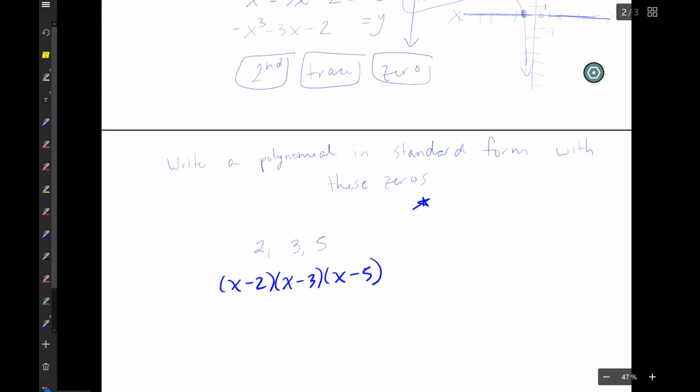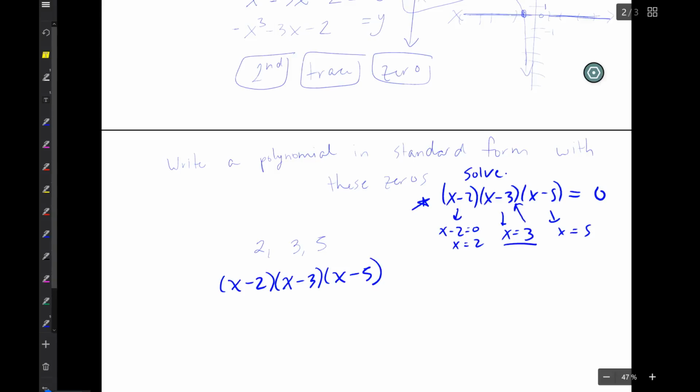Okay, I want to take you back to something like this. What if I gave you x minus 2, x minus 3, x minus 5 equals 0, and I said solve, find the 0 values? What would you do? Set them all equal to 0 and solve, right? So you get x equals 2, x equals 3, and x equals 5. So what we're doing is just going backwards. We're saying if you have this as 3, put it back to where it came from. Does that help? See that?